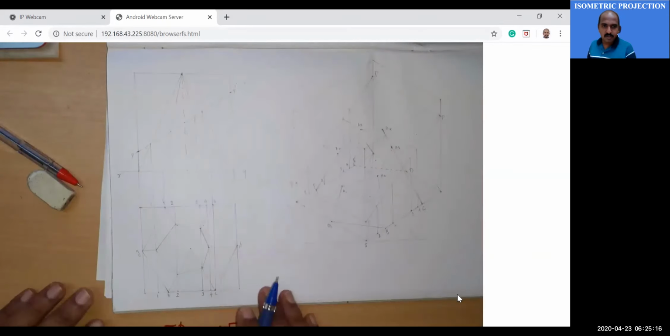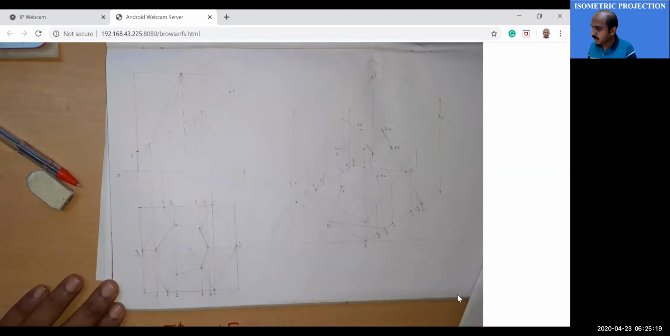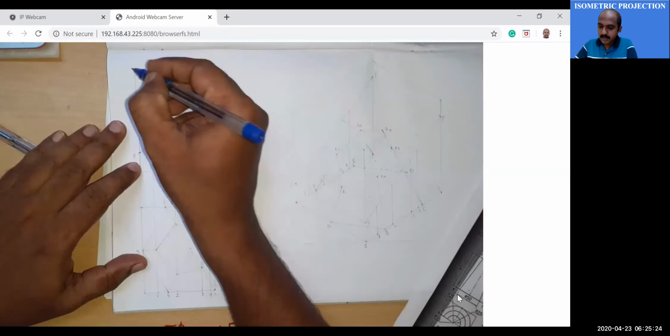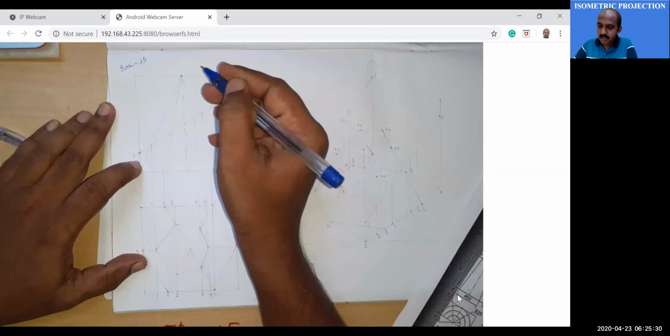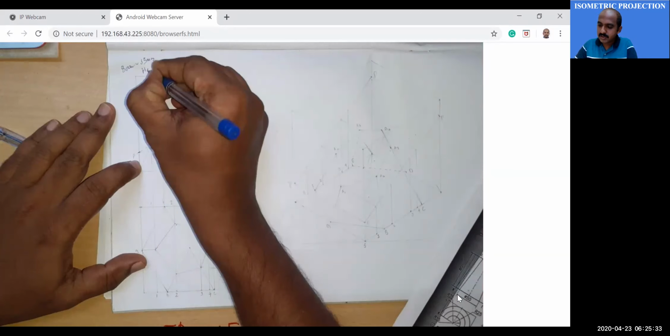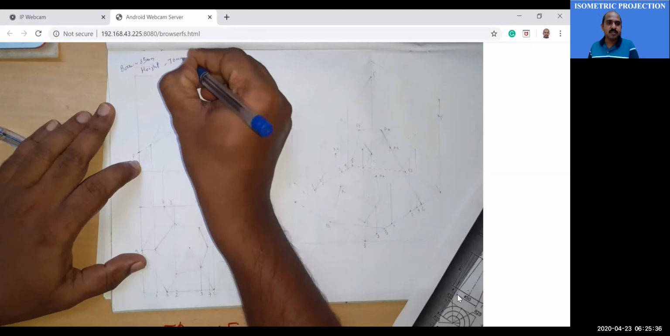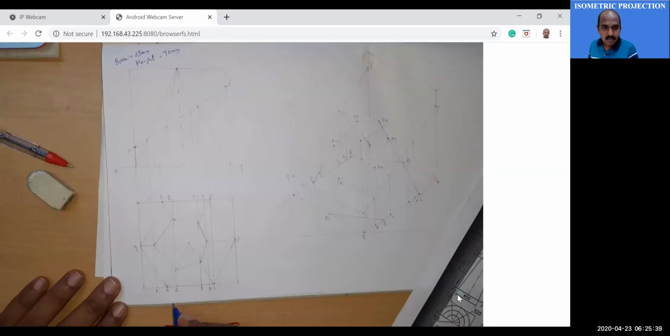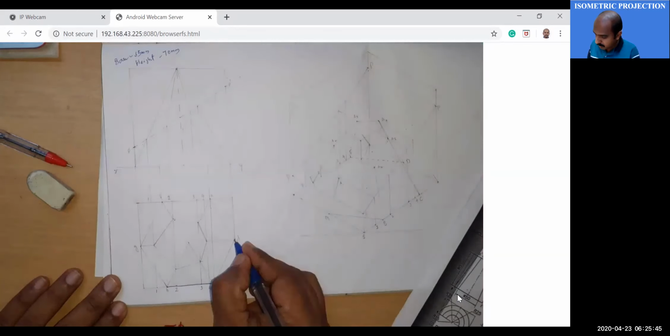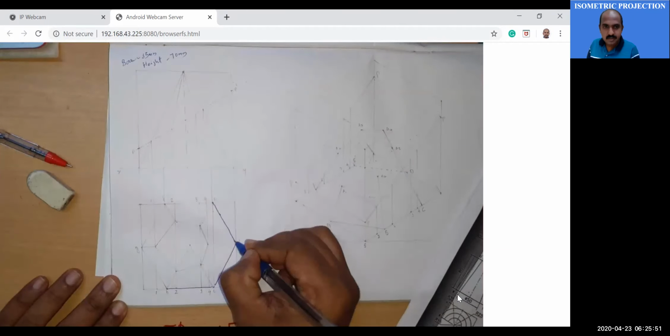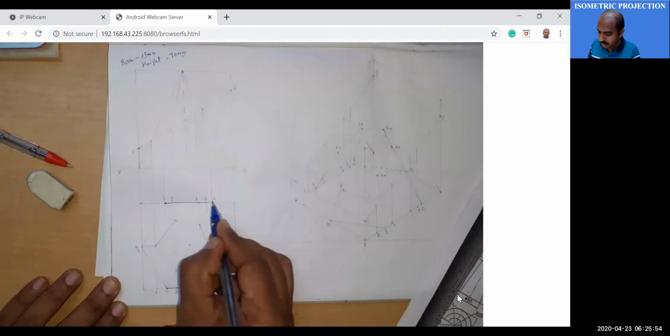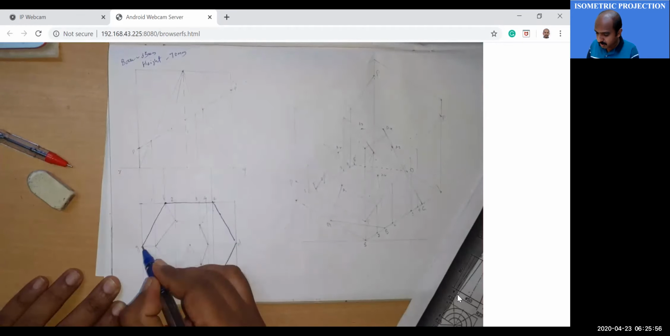Okay, so initially we draw the base of the hexagon. Here you can note down, base is equal to 35 mm, and height is equal to 70 mm. So initially you draw the hexagon, the top view, with base equal to 35 mm. I hope you know the procedure for drawing the hexagon.